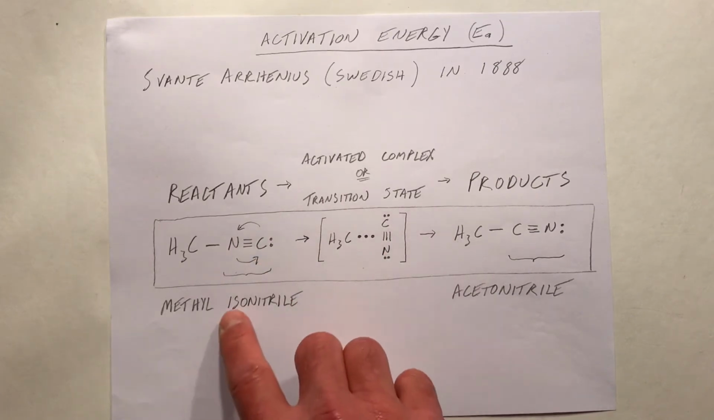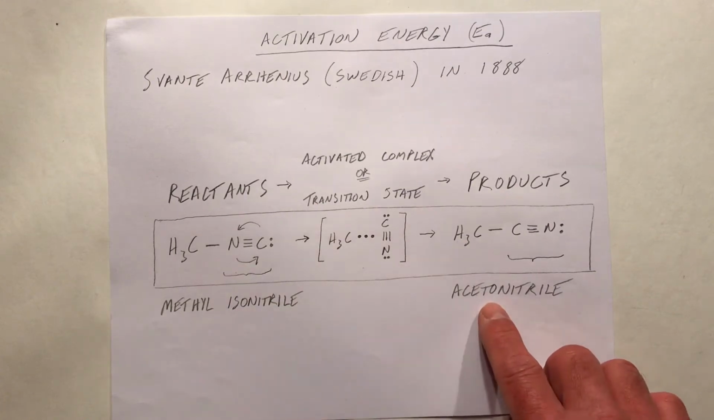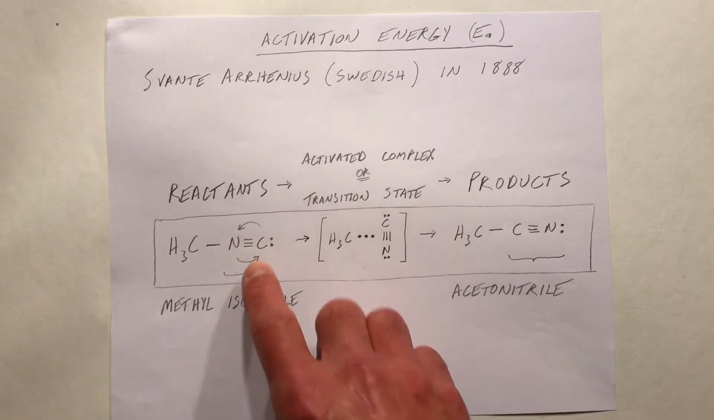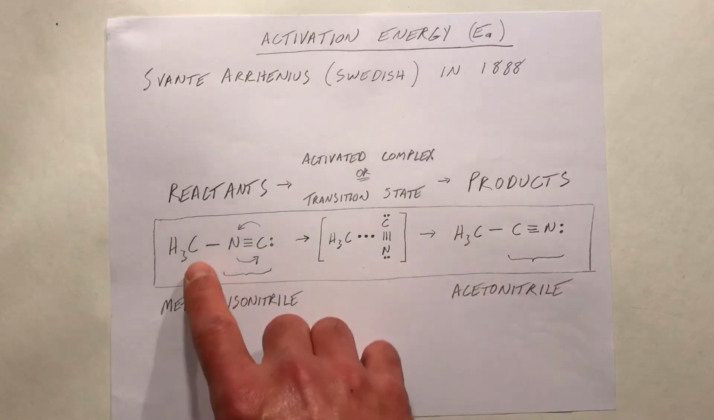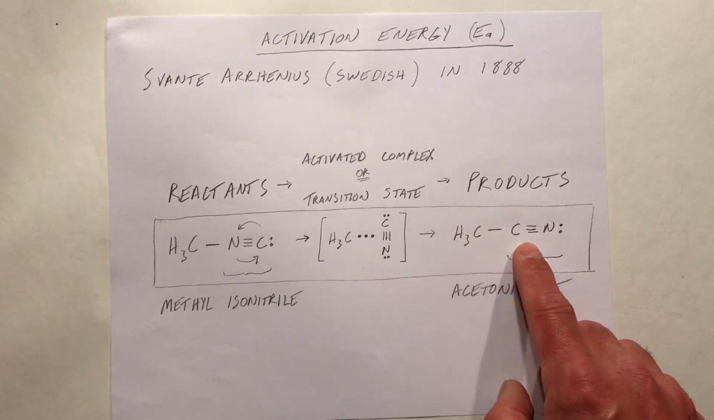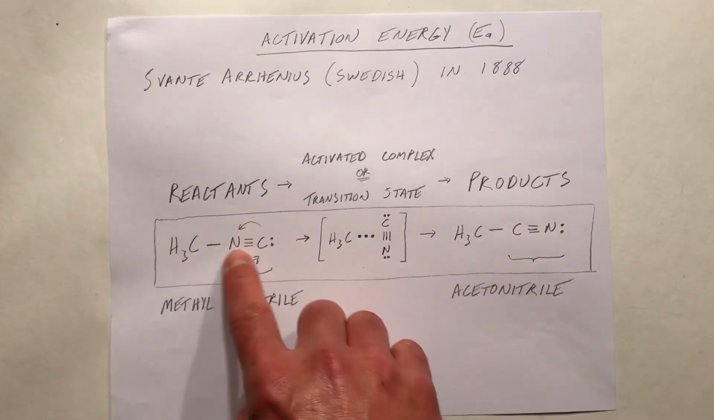Now in this reaction, methyl isonitrile will turn into acetonitrile, and what happens is this part of the molecule flips over. So now we have that same methyl group we had here, but now the carbon is bonded to a carbon and triple bonded to a nitrogen. So this end of the molecule just flips over.